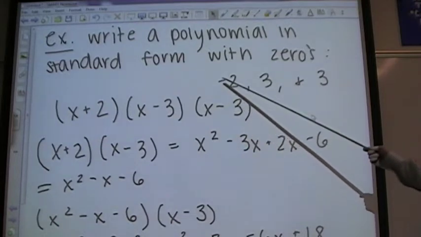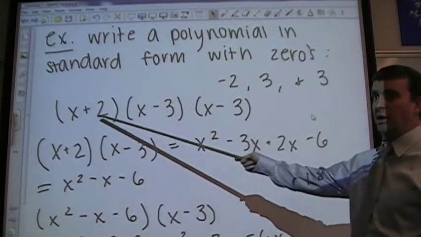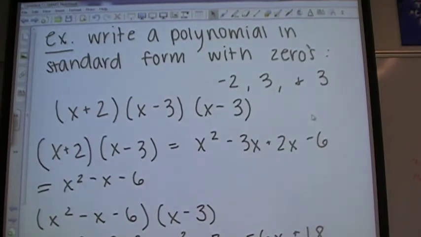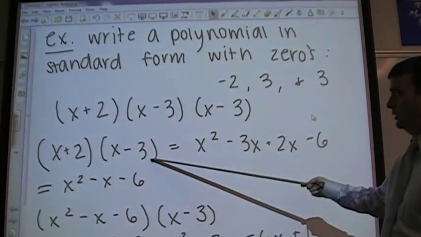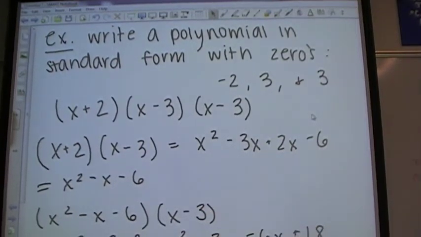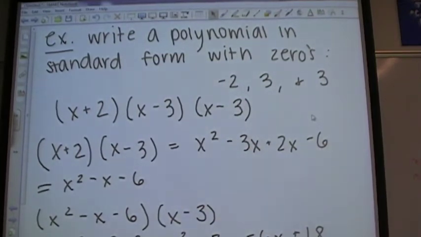If you're given 3 zeros, -2, 3, and 3, your factors have to be x plus 2, x minus 3, and x minus 3. And then that goes back to what we did in one of the previous examples, multiplying it from factored form to get it to standard form. So I multiplied the first two factors, x plus 2 and x minus 3, to end up with x squared minus x minus 6. I took that result and multiplied it by the last factor of x minus 3, and what do we end up with?